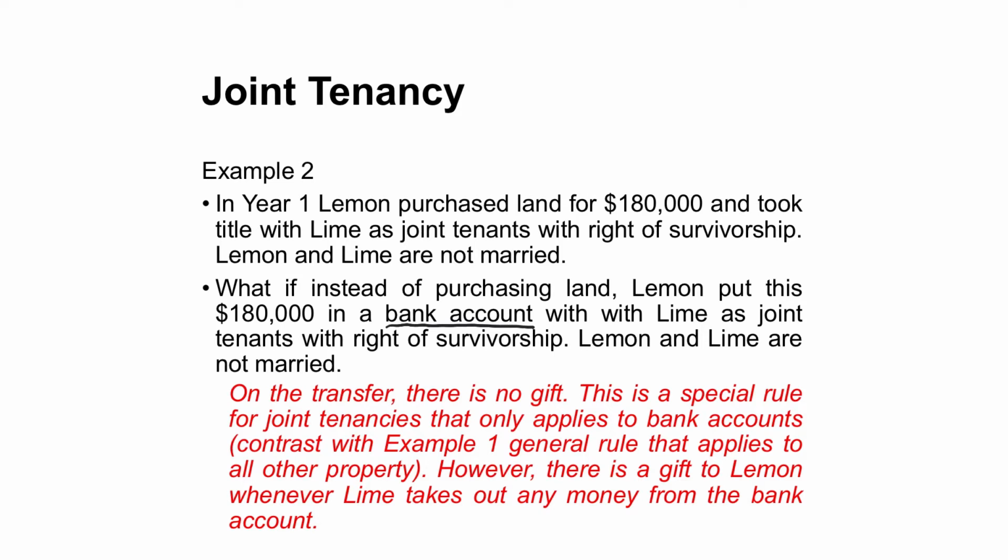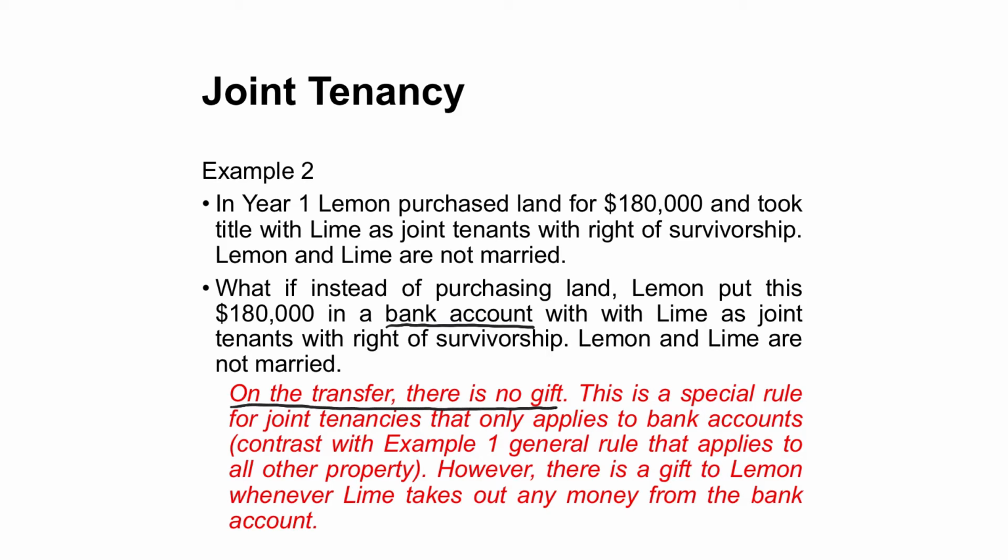So example 1, Lemon buys $180,000 of land, makes Lime joint tenant along with Lemon. Now we're changing around the facts and we're saying, well, what if Lemon just puts $180,000 in a bank account, same $180,000? Does that affect things? They're both joint tenants. It does. There's no gift on the transfer.